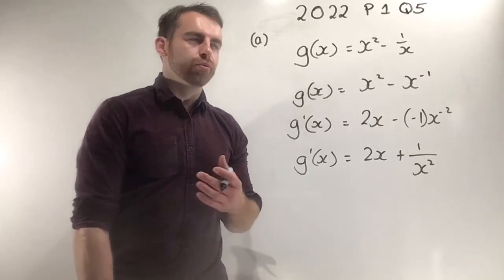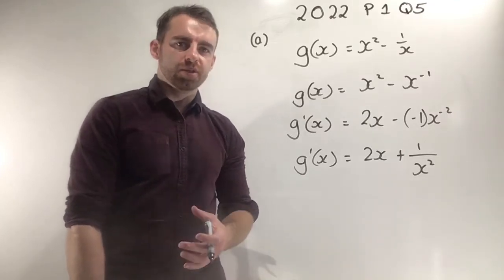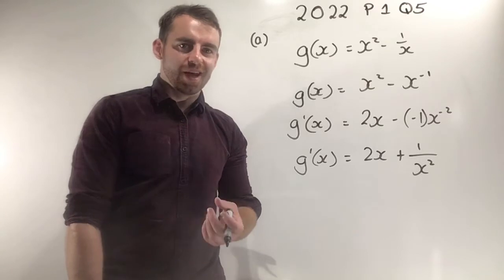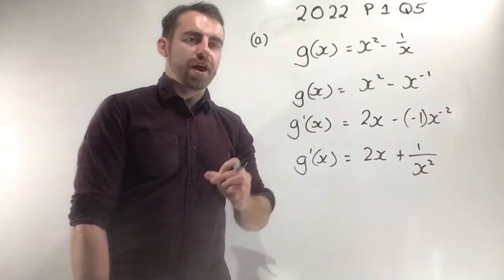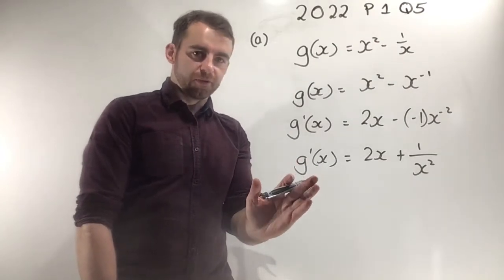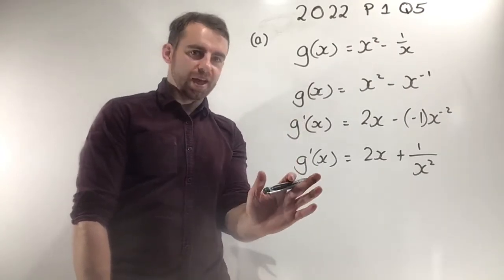In this video we're going through 2022 paper 1 question 5, and it's differentiation and algebra. We're given g of x equals x squared minus 1 over x, and we're asked to find the first derivative of g of x, g dash x.